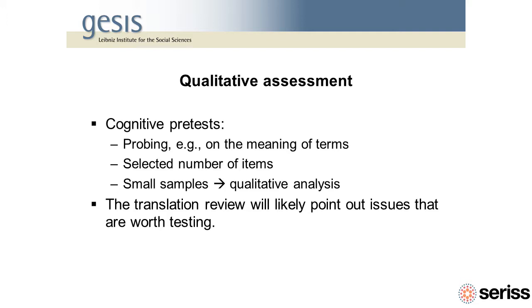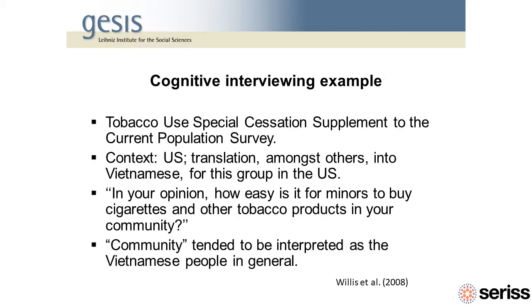And you probe. So you administer that question and you ask follow-up questions, for instance, on the meaning of a term or how the respondent arrived at their answers. And by using the answers from the respondent, you actually try to understand whether the question measures what it is supposed to measure, whether it is comparable to the source, etc. So that is one possibility to assess key items from your questionnaire. This is important here. Often you only have small samples, so between 5 and 15 respondents. So this is typically a qualitative analysis that takes place at this step.